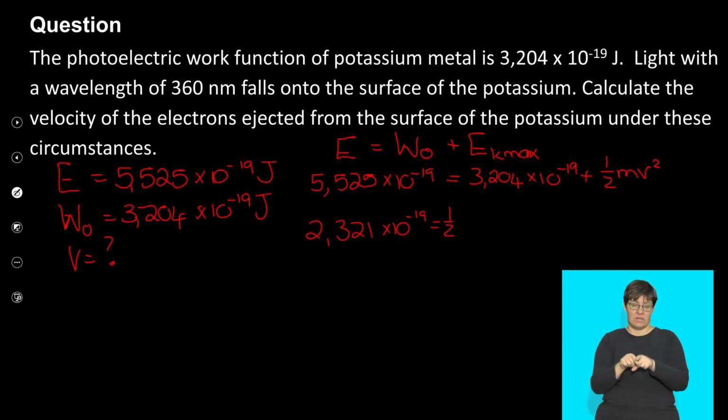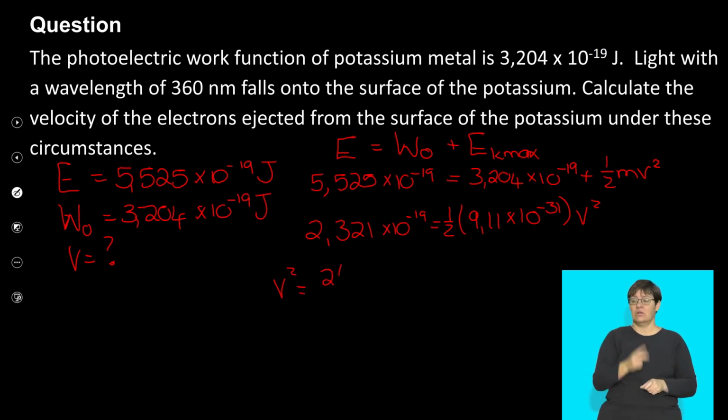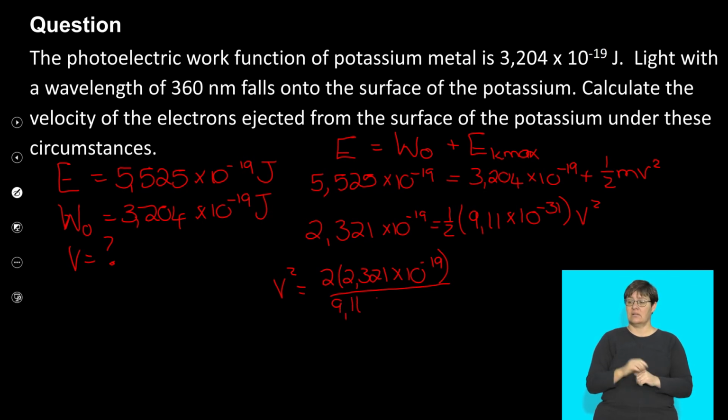So that's a half mv squared. Now the mass of an electron given to you on your information sheet is 9.11 times 10 to the minus 31. It's very small. Okay. I need to take this over. So v squared is going to be 2 times 2.321 times 10 to the minus 19 divided by 9.11 times 10 to the minus 31.